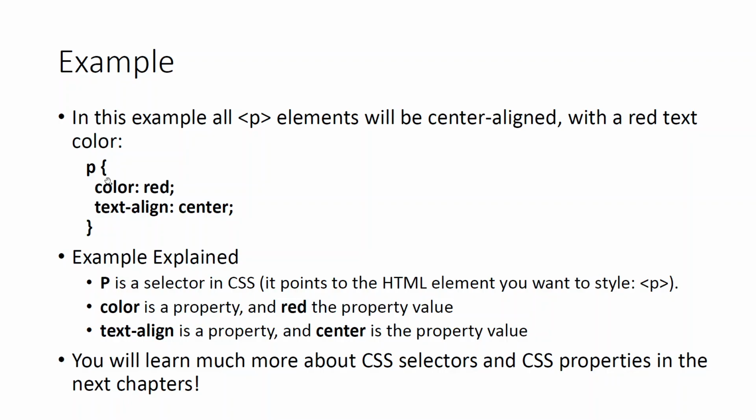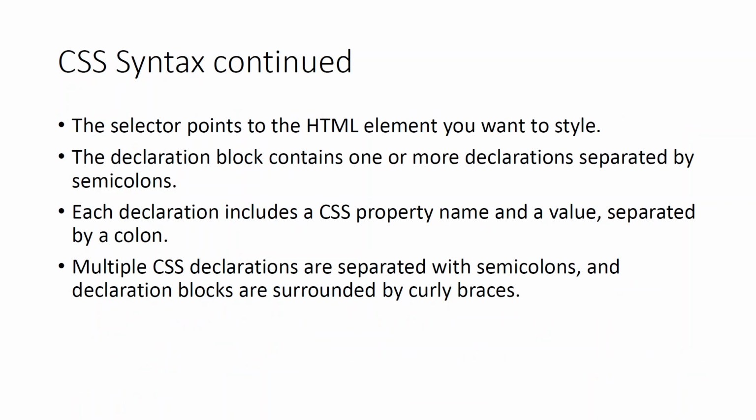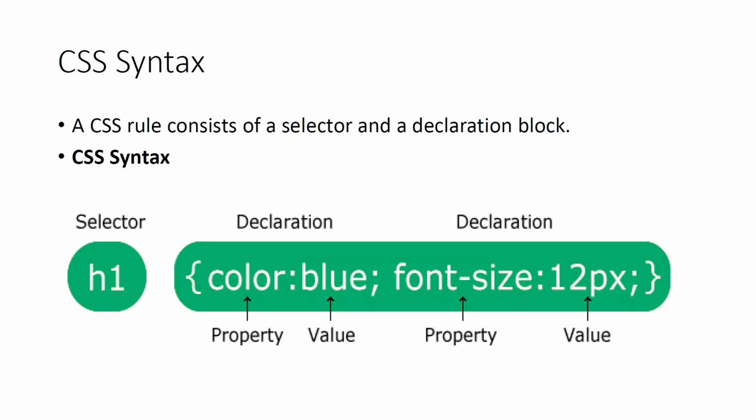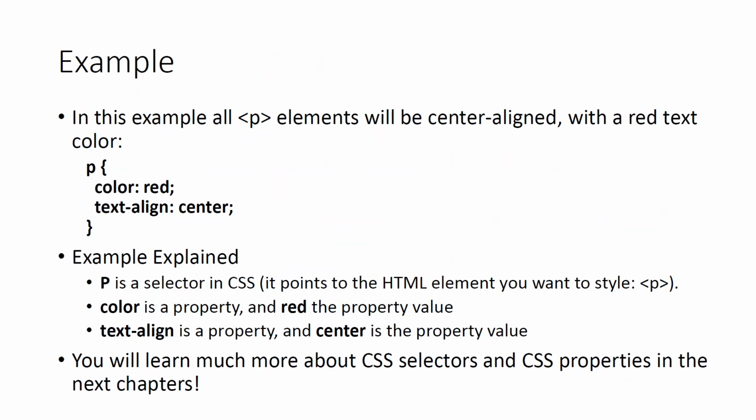And then the declaration block is what appears between the opening and the closing curly bracket. Here is where we apply the different declarations. If you look here, we have two declarations. We have the first declaration for the color and then the value red. Then we have the second declaration for the text align and then the value center.